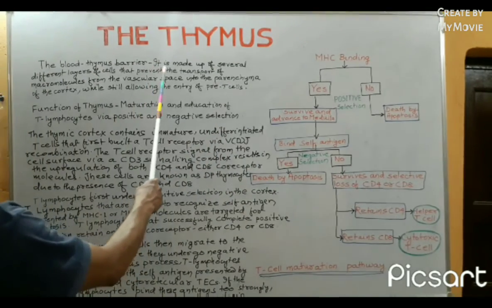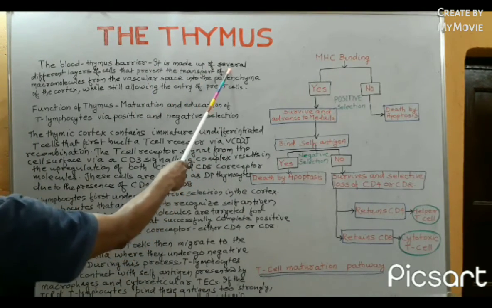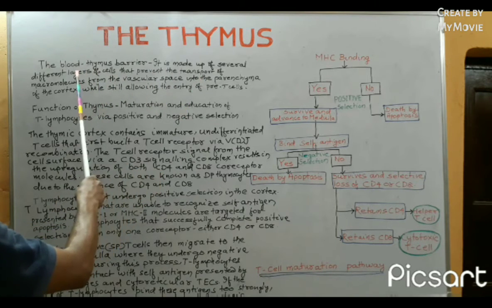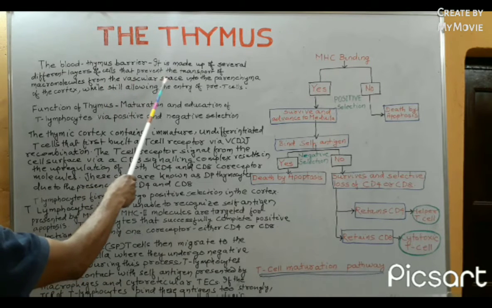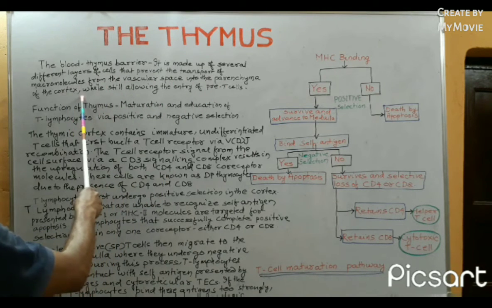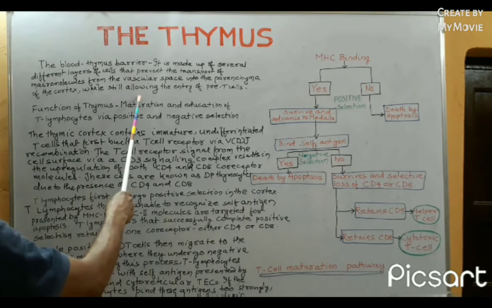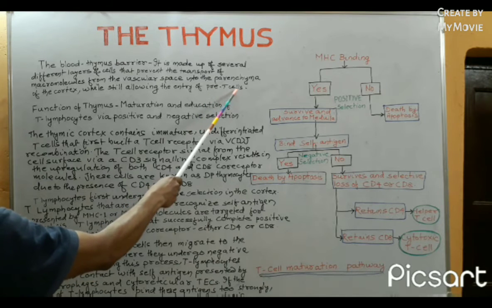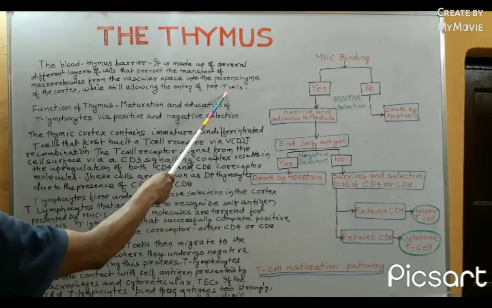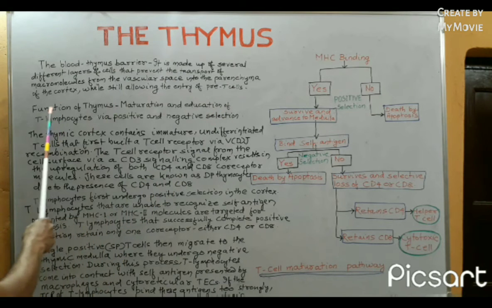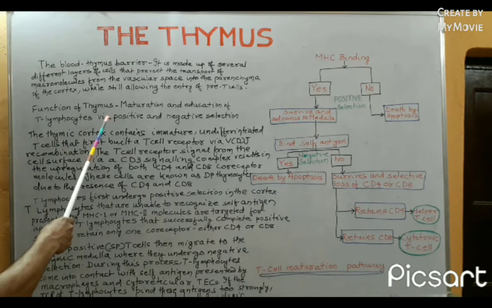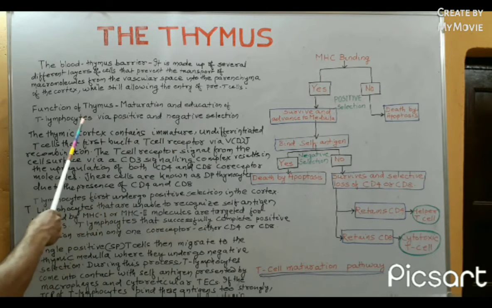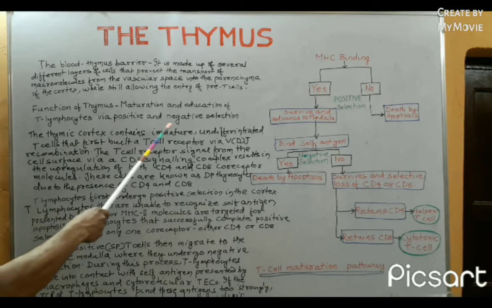The blood-thymus barrier is made up of several different layers of cells that prevent the transport of macromolecules from the vascular space into the parenchyma of the cortex. But the blood-thymus barrier allows the entry of pre-T cells so that they can undergo maturation in the thymus. Then let us know about the function of thymus. The function of thymus is maturation and education of T lymphocytes via positive and negative selection.